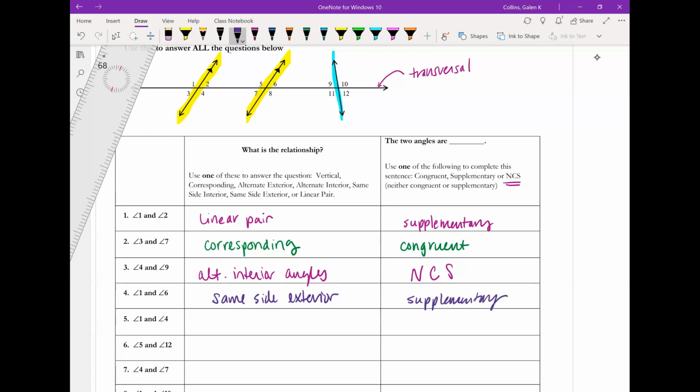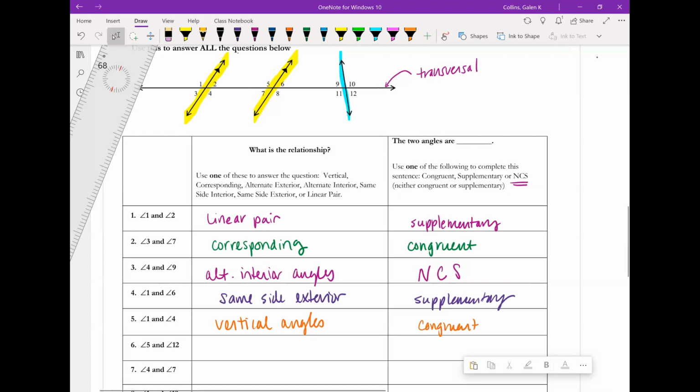All right, angles 1 and 4. Those should jump out at us because we learned about them in our last chapter. Those are vertical angles. And vertical angles are always congruent.